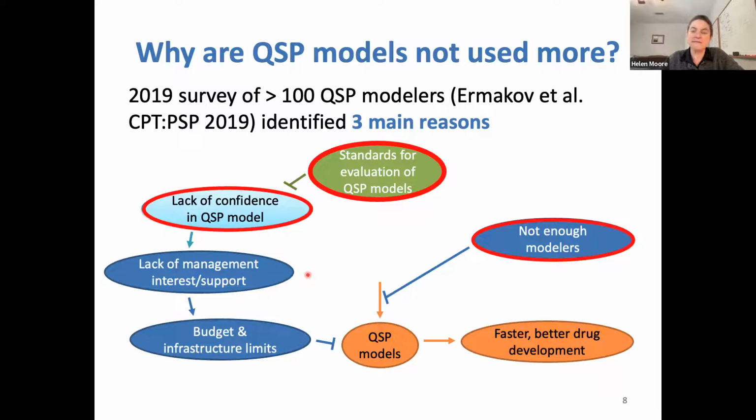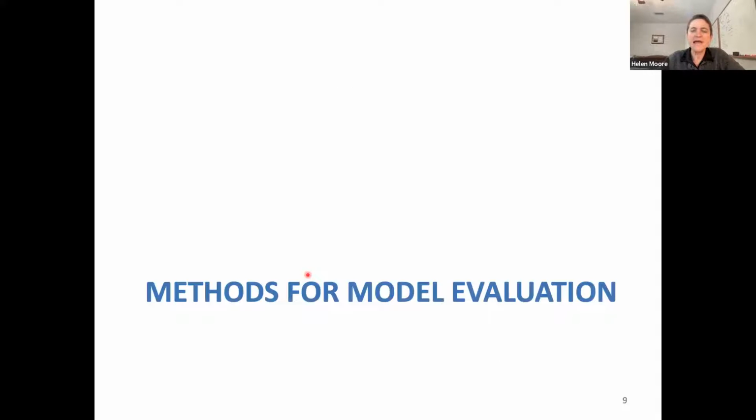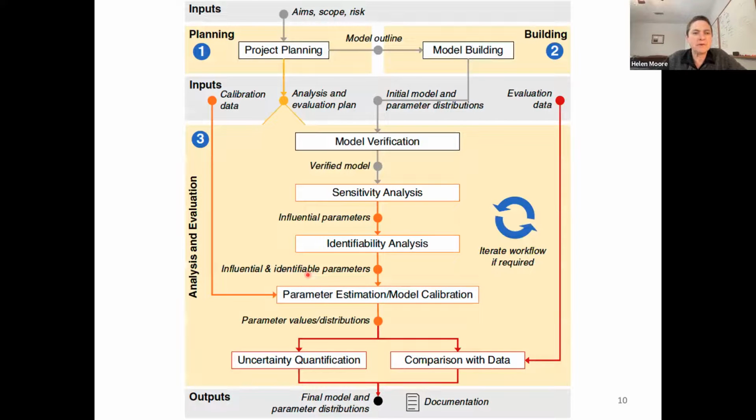So methods for model evaluation. And here's a figure from the paper, the link that was sent out, the basis for this talk. And let me just walk through a little bit of this. In this diagram, this top level is talking about inputs. So all the gray are inputs or outputs in this schema. And these inputs at the very beginning, the aims, scope, and risk, this is really the context of use. So we're setting the context of use.